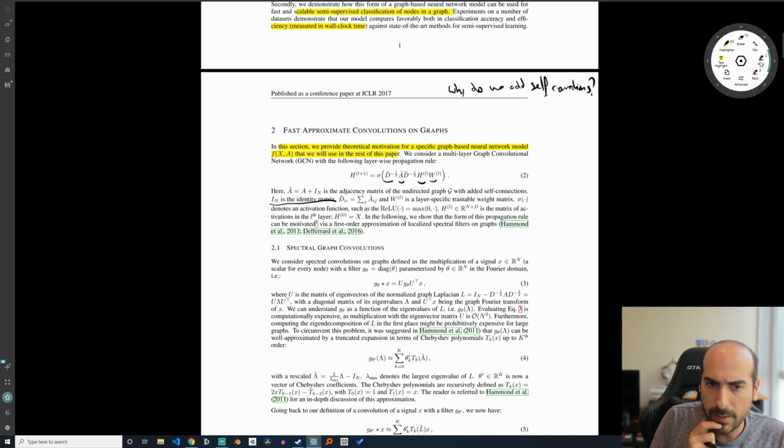So WL is a layer-specific trainable weight matrix. Sigma is an activation function, such as ReLU. Okay, that's fine. And H is a matrix of activations in the nth layer, so it's of size n times d.